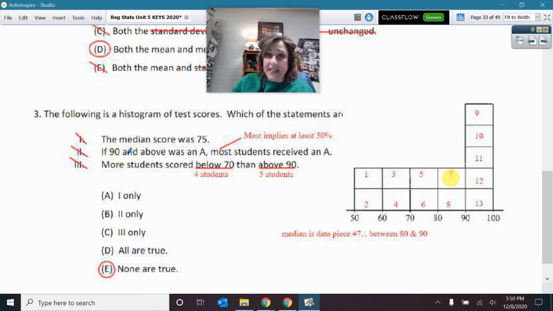How about this? If 90 is above an A, most of the students received an A. Most is more than 50%. So this is 5 students. That's not more than 50%, so that's not true. More students scored below a 70 than above a 90. Well, below a 70, there's 4 of them. Above a 90, there's 5 of them. So none of these statements are true. All of these statements are false. So that's why none of them are true. Okay.